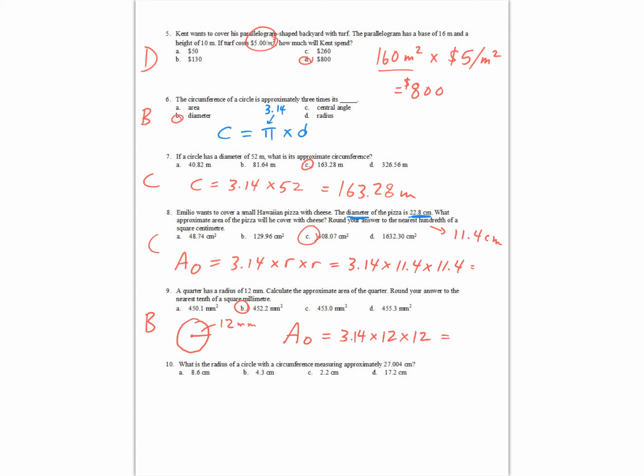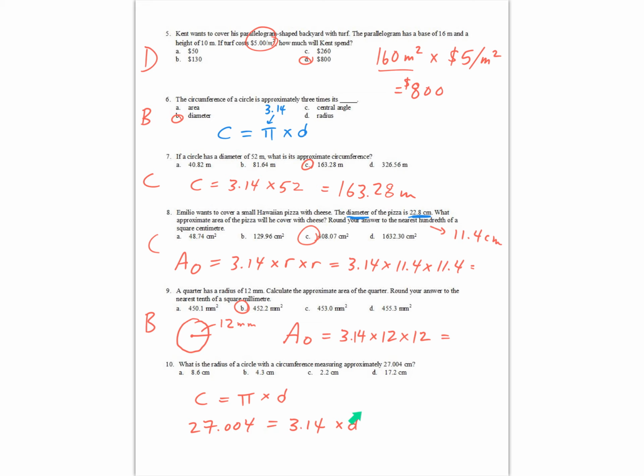Okay. And number 10, what's the radius of a circle with a circumference measuring approximately 27 and 4 thousandths? Okay. So let's take a look at our circumference formula. Circumference is pi times the diameter. They gave us the circumference, so the circumference is 27.004 equals pi, we always know is 3.14, times the diameter. So basically we have an equation here. 27.004 equals 3.14 times the diameter.